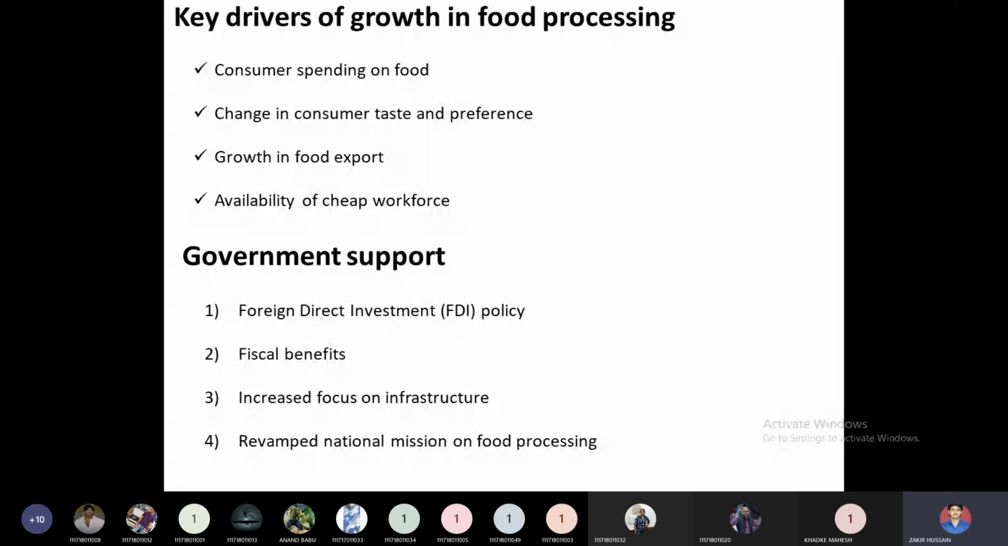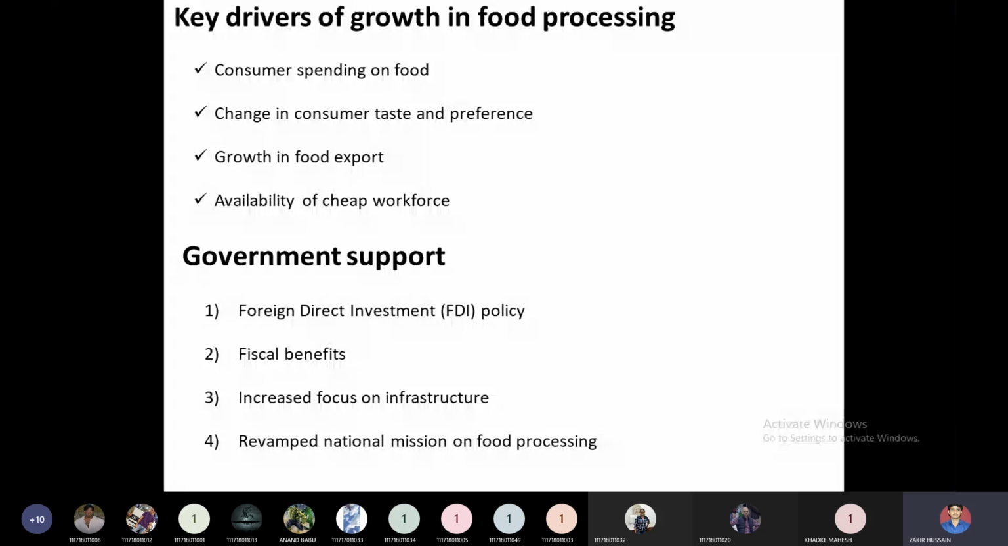So these are the key drivers for the growth of food processing, and support from the Indian government is also there. If you want to start a medium scale or small scale industry, there is fiscal support from the Government of India. You can look into this.